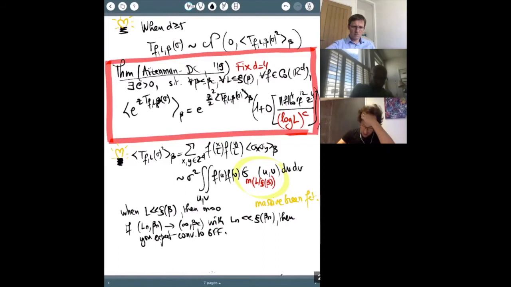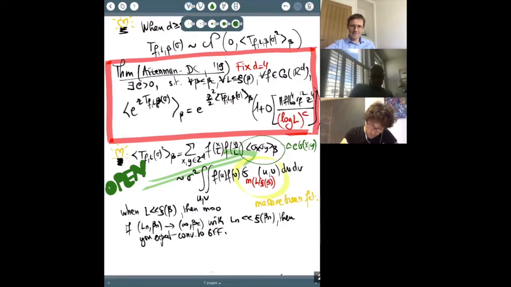But here, you see, in order to do that, you need to understand how this thing is scaling. And you need to prove that this thing is basically scaling like the correlation length, like the Green function. So this should be like a constant times the Green function. And this is open. We don't know how to prove that. So we don't know how to prove convergence to the Gaussian free field.